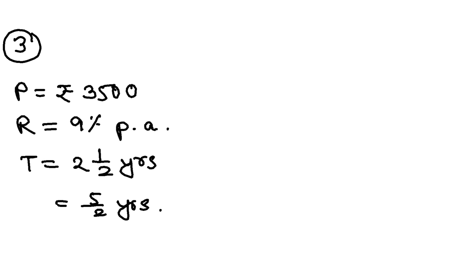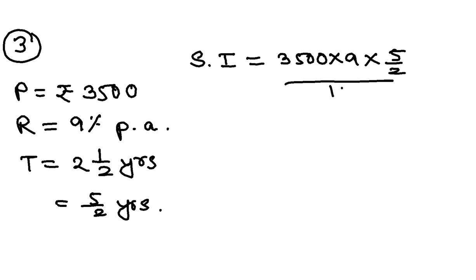How much money did he receive at the end of the specified period? You have to find the amount, not the interest. How much money received at the end? So you have to find the amount. So first of all I have to find the SI. So P into R into T by 100. So 3,500 into 9 into 5 by 2 by 100.